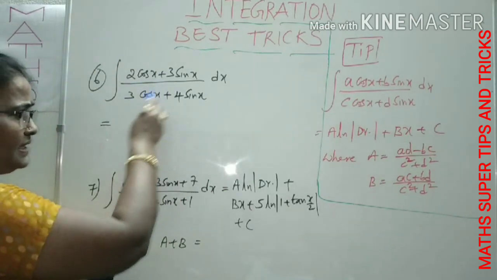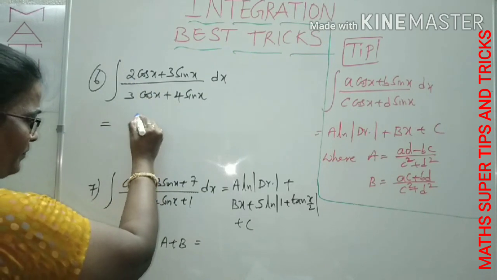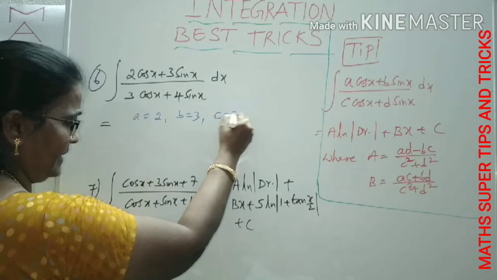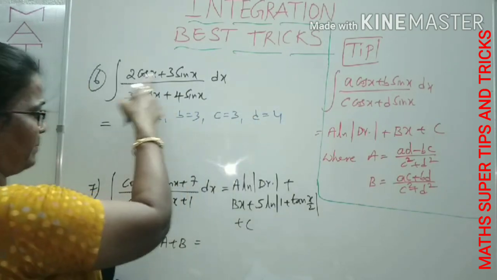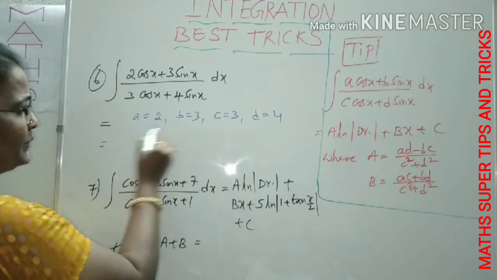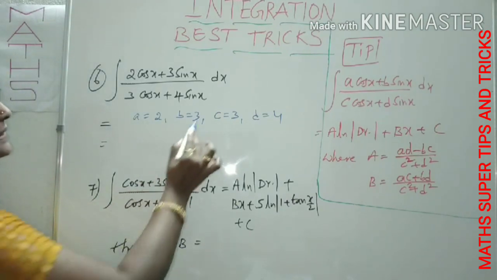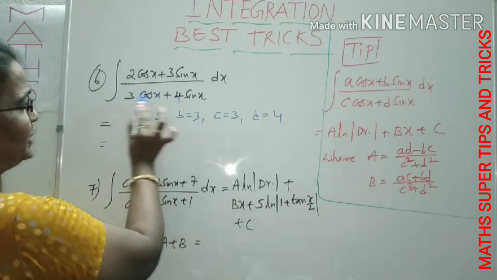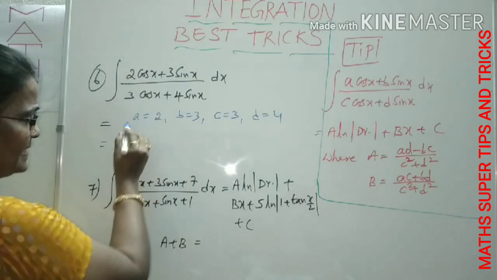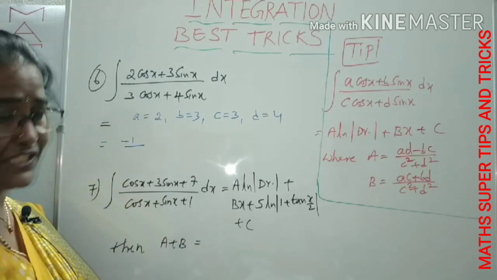Now here it is clearly in this order only. What are the A, B, C here? A is 2, B is 3, C is 3, D is 4. A, B, C, D. What is the answer according to that? A into A means AD minus BC. AD is 2 into 4, 8, minus 9. 8 minus 9 is minus 1, by C square plus D square. 3 square 9 plus 16, 9 plus 16 is 25.